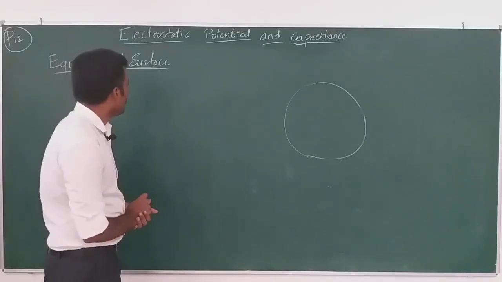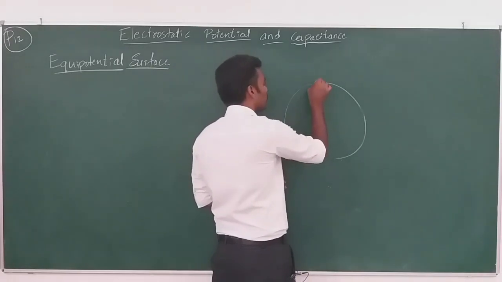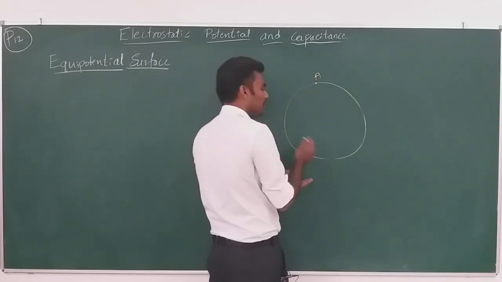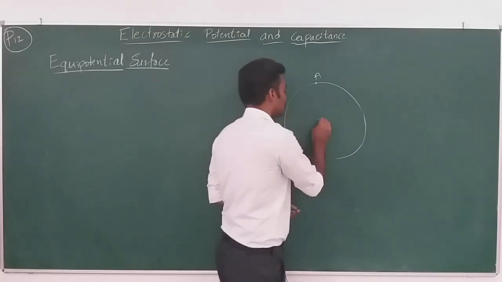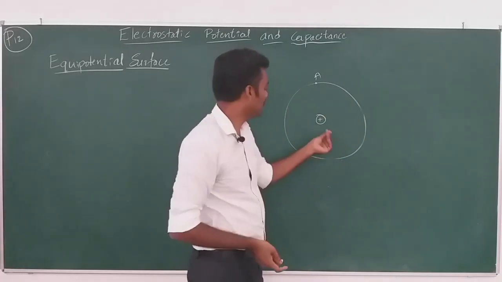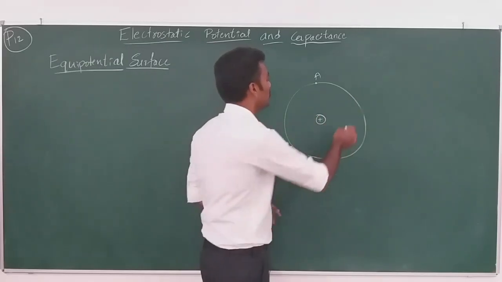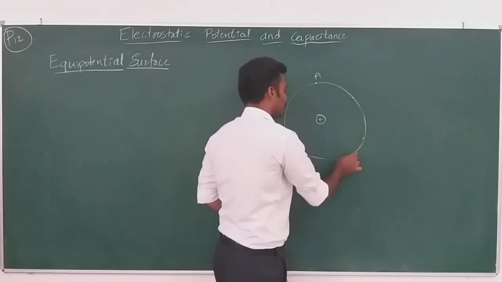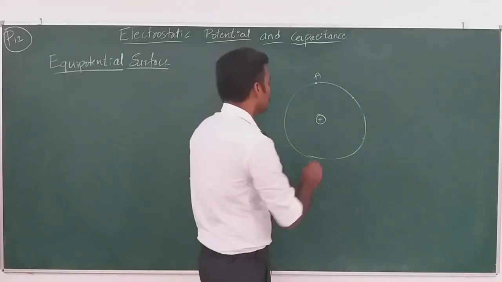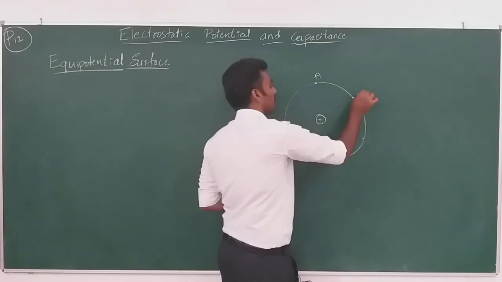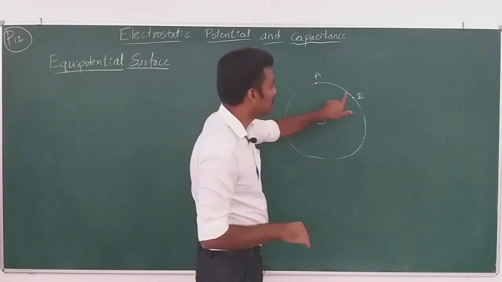Now, let me explain a bit more. Say this is point A chosen, and let this be the equipotential surface. It's actually an equipotential surface for a point charge kept at the center of this sphere. If we have a point charge kept at the center of this sphere, we will have an equipotential surface in the form of a sphere surrounding it. So now, say this is point A and this is point B, and the potential at point A is equal to the potential at point B.